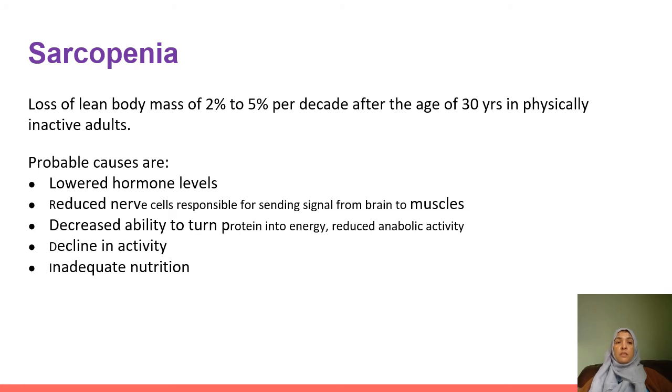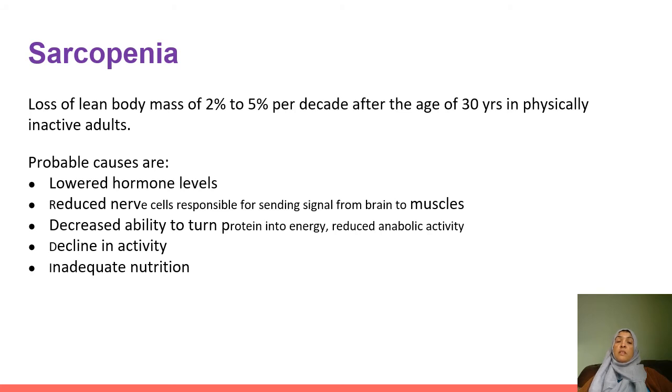Some of the probable causes of sarcopenia are lowered hormone levels, hormones like secretin that are released by the stomach, and ghrelin that signals satiation. Insulin production is reduced, which affects the uptake of glucose from blood into tissues and muscles. So they can experience fatigue, tiredness, a decreased ability to turn protein into energy, and also reduced anabolic activity. Anabolic is the building up of muscles, the ones they are losing, so it's harder for them to rebuild them.